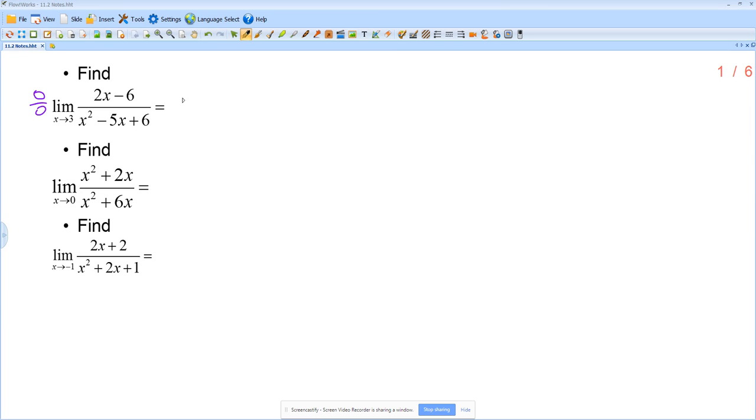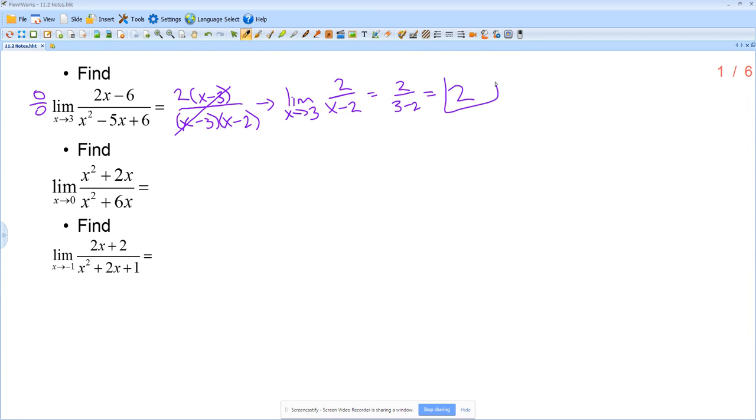I can notice that I can factor these. So I'm going to say this is 2 times (x minus 3) over (x minus 3)(x minus 2). My x minus 3's cancel. So now this becomes the limit as x approaches 3 of 2 over (x minus 2). At this point, I can now try and substitute the 3 in, and I get 2 over 3 minus 2, which gives me 2. So I know that the limit of this function is 2, but that the function does not exist at 3. So this is a hole in the graph again.